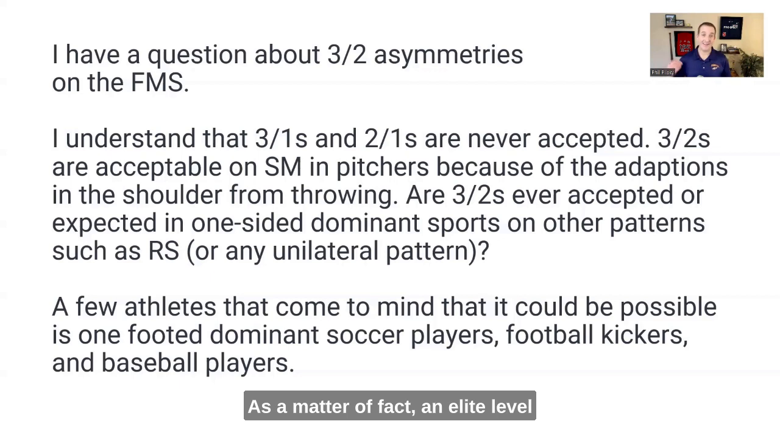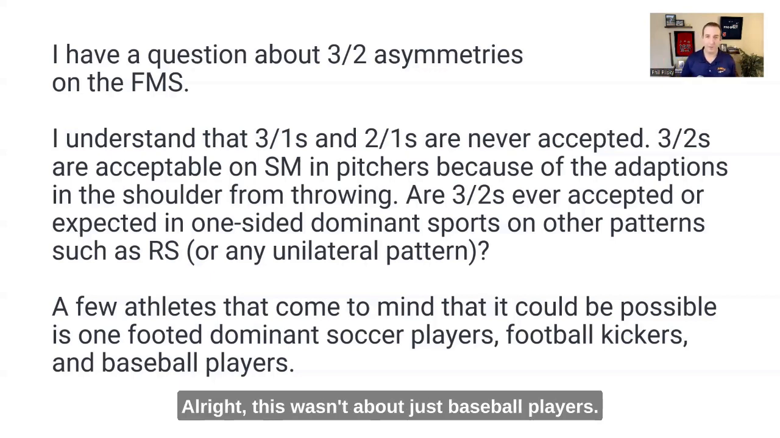As a matter of fact, an elite level baseball player who has a 3-3 shoulder mobility and a bad Y balance test, I don't have research on this, I've just seen it time and time again, 3-3 shoulder mobility, bad Y balance test, lower quarter, man, that's a pitcher that's about to explode. That means they have tons of mobility and not a lot of motor control.